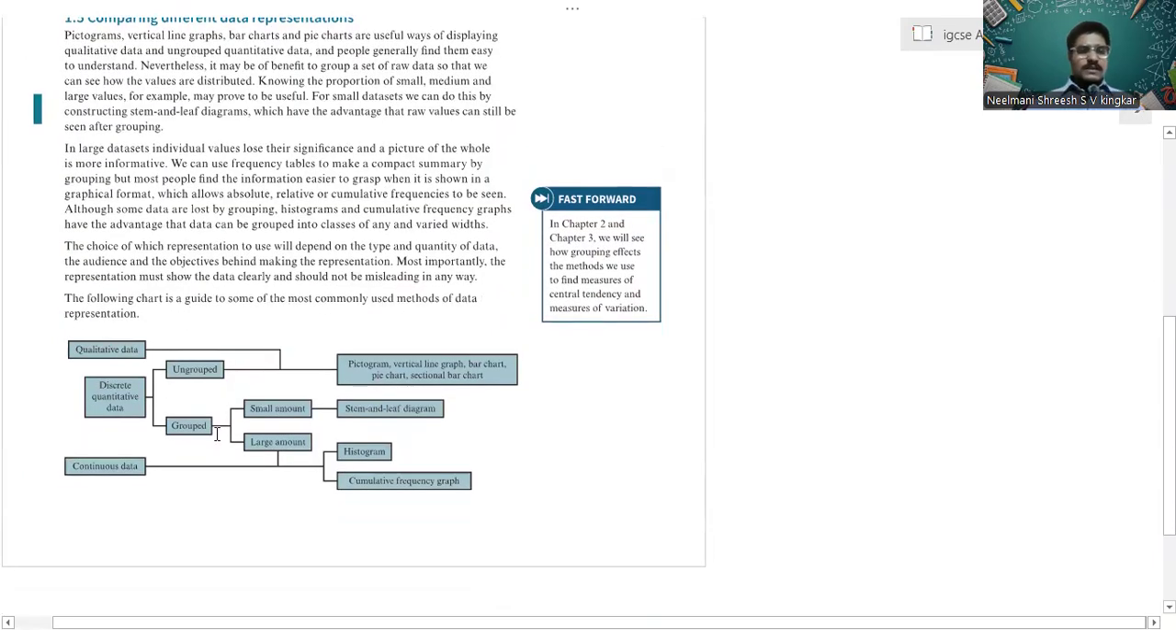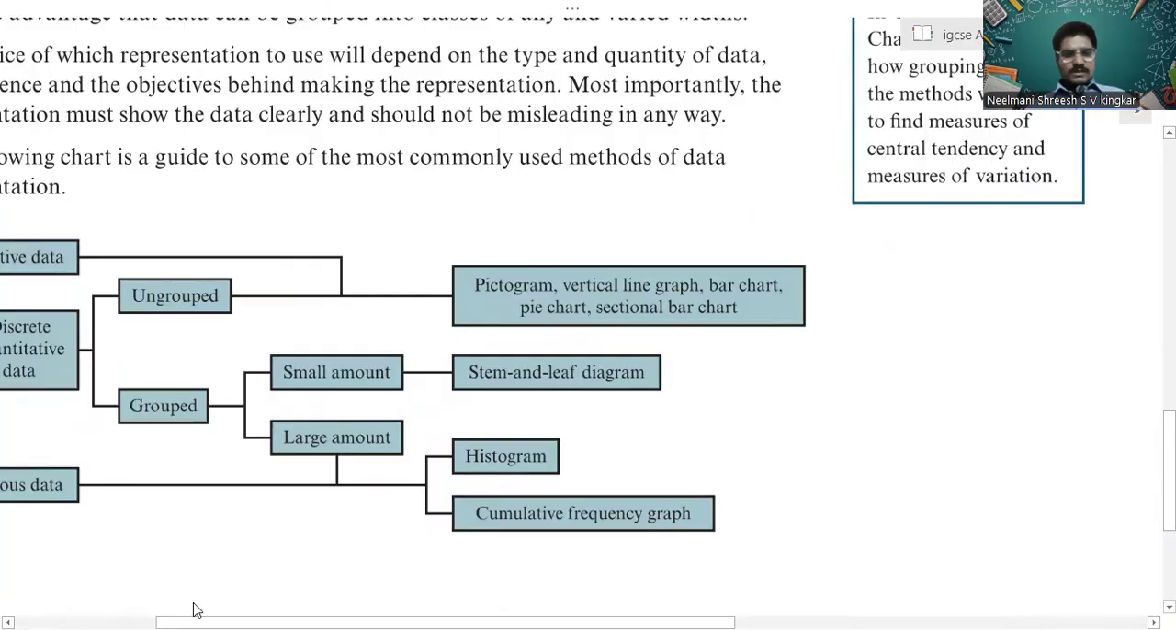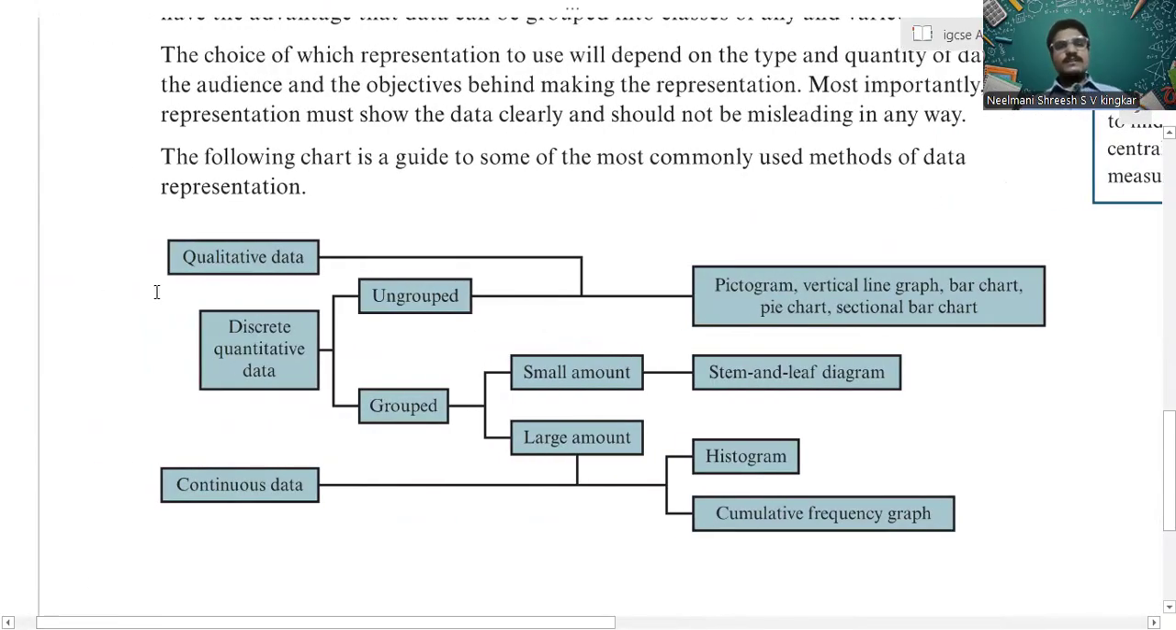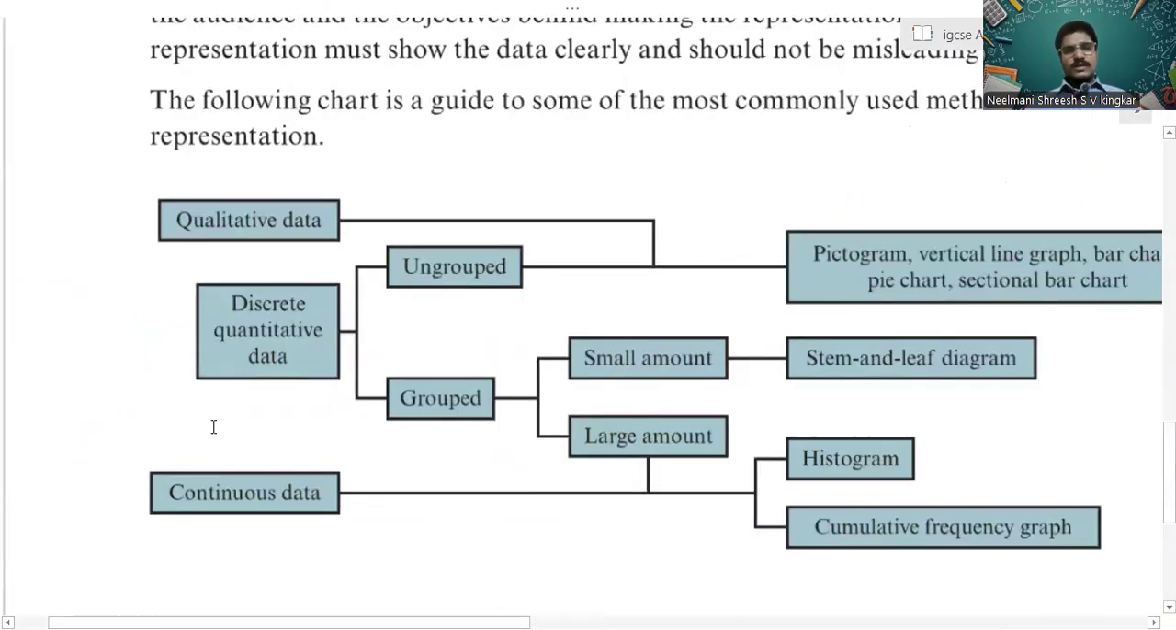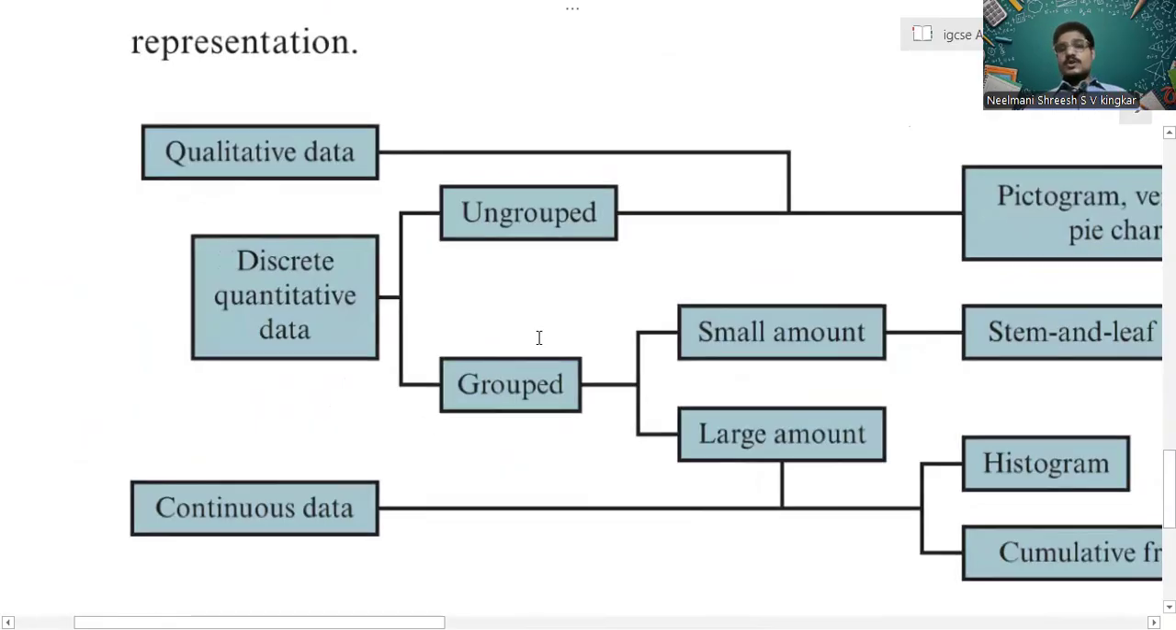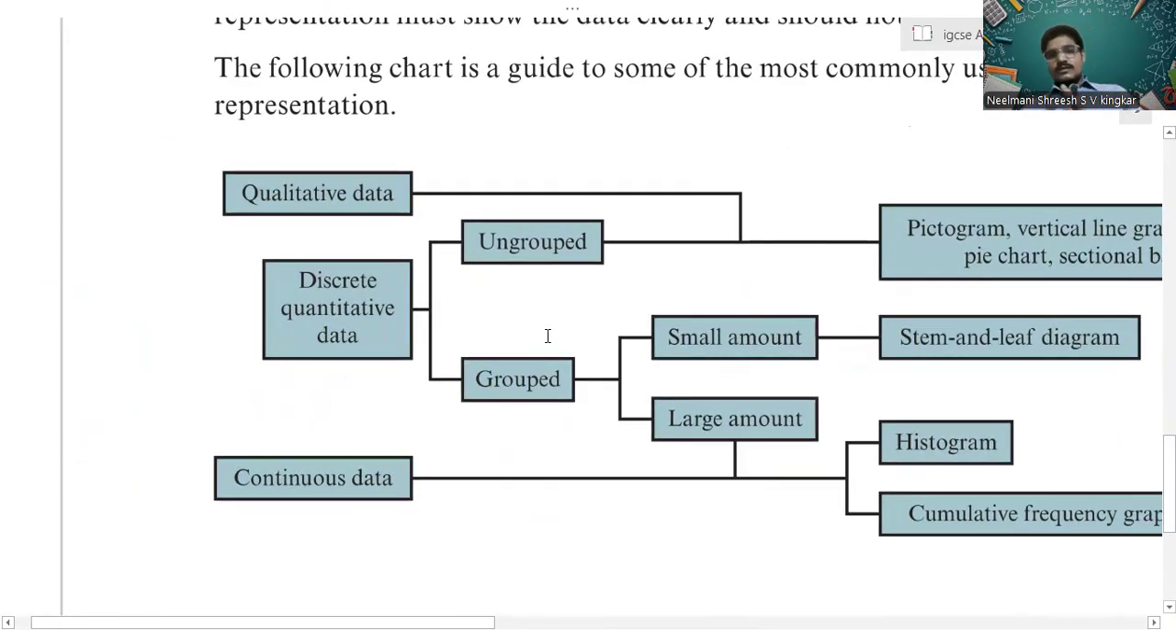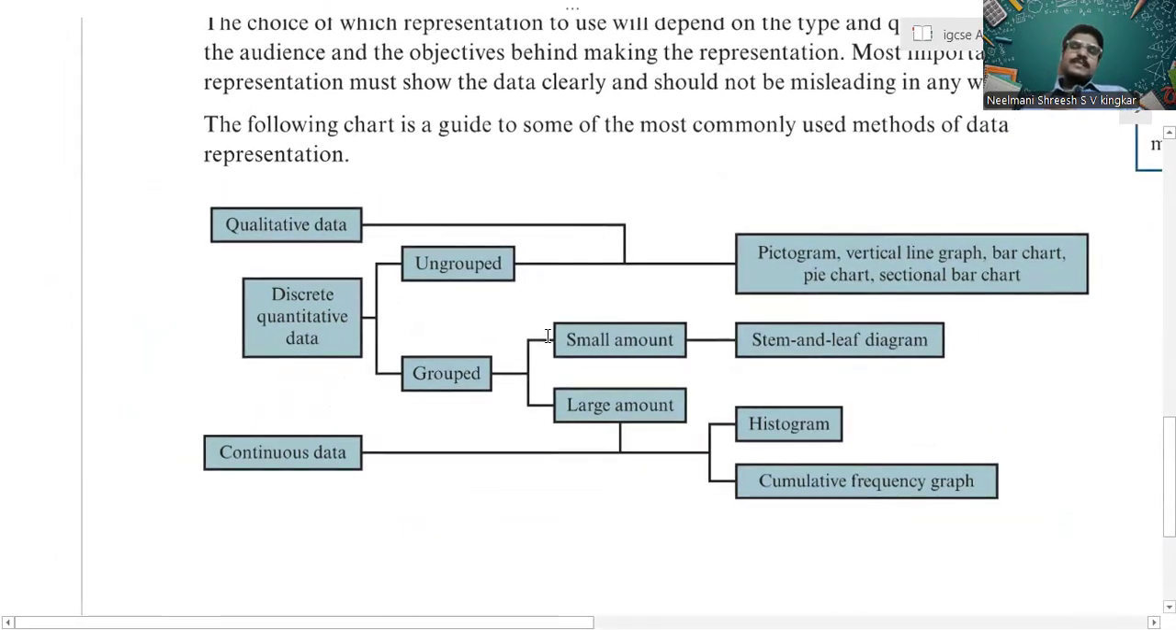And this is what it is. So let's just revise this. This is quantitative data. In the quantitative data, we can have discrete data. Discrete quantitative data can be grouped or ungrouped. So for a small section, we can have ungrouped data, and it can be represented with a pictogram, a vertical line graph, a bar chart, a pie chart, a sectional bar chart. All of these topics we have already covered in our IGCSE or O levels. Now we're talking about the grouped data.